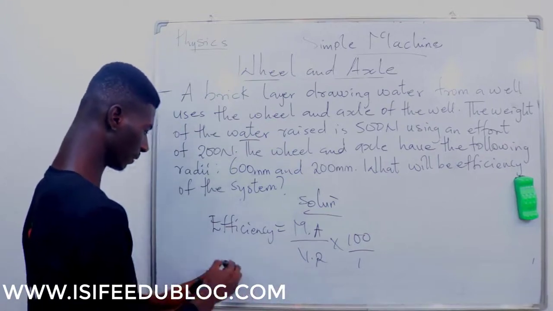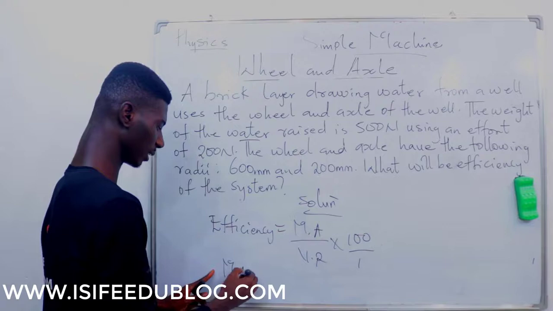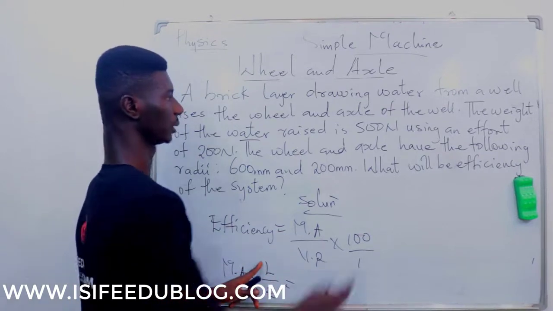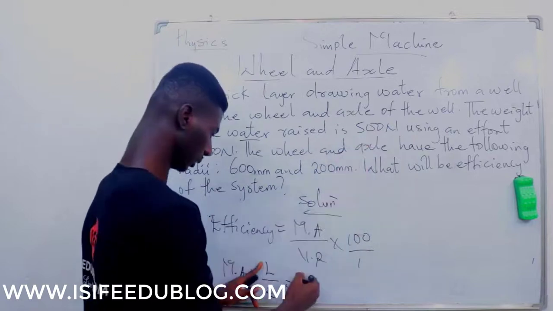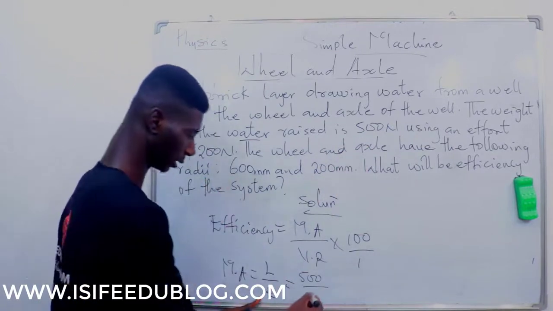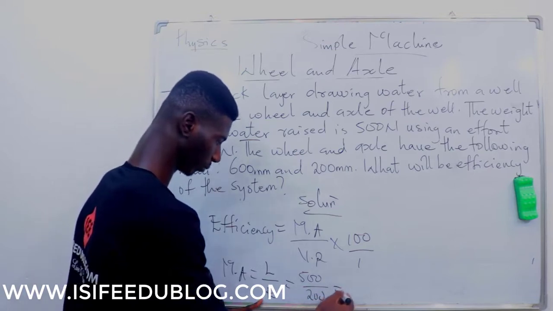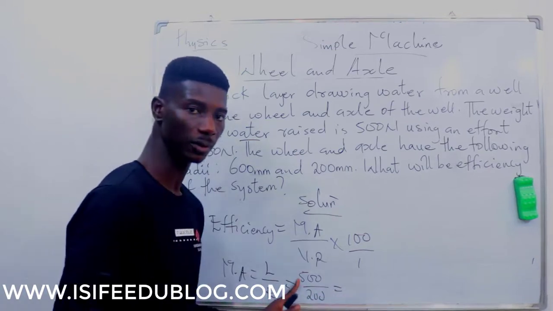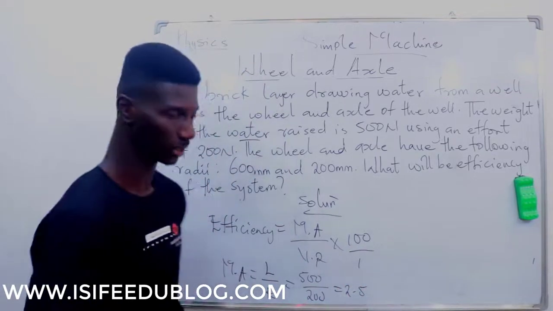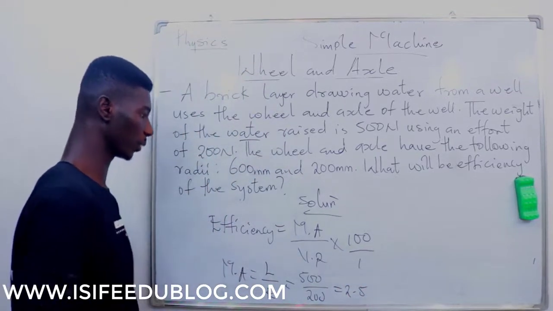So what is the mechanical advantage? Mechanical advantage is equal to load over effort. The load raised is 500. The effort applied is 200. 500 divided by 200 gives us 2.5. It has no unit.